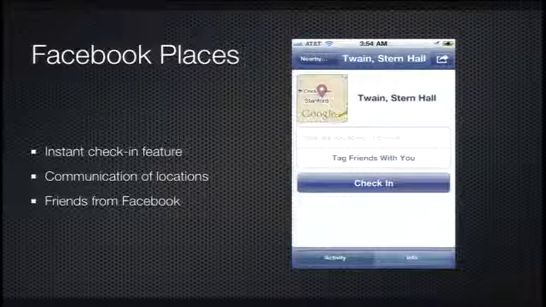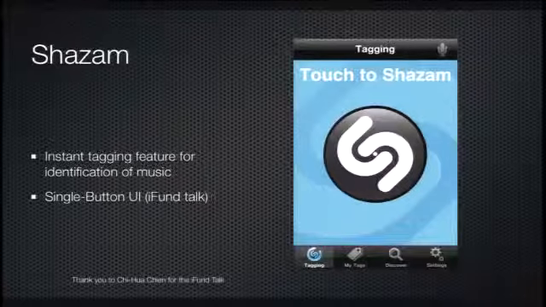First of all, we have Facebook Places, which is currently in Facebook on the App Store, and you can check into your locations and communicate those locations with friends. And then you have Shazam, which is completely different: you can instantly tag music for identification purposes, and there's a single button UI, which was discussed during the iPhone talk and how good that is.